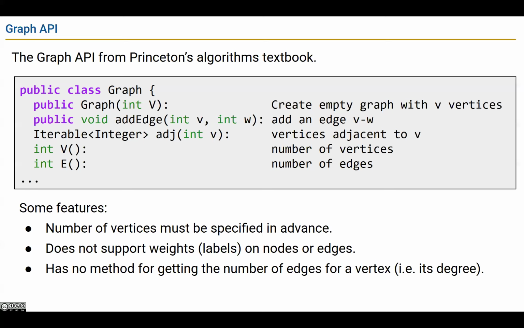Now, this structure needs the number of vertices to be specified in advance. You don't have weights, and you don't have a way to get the degree of the vertex. If you do want to make a function that gets the degree of the vertex, how might you do this with this code?